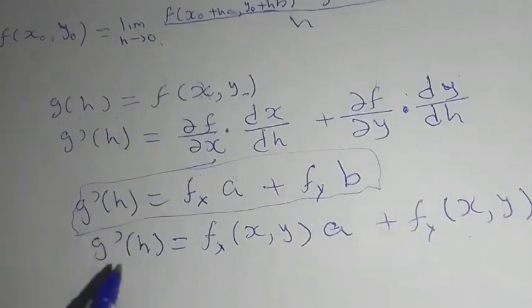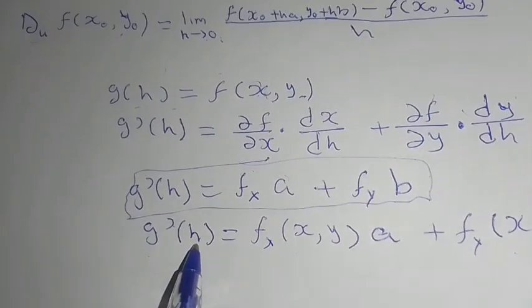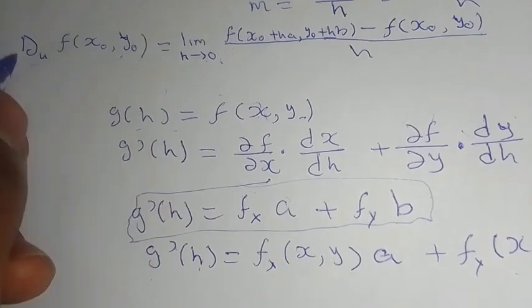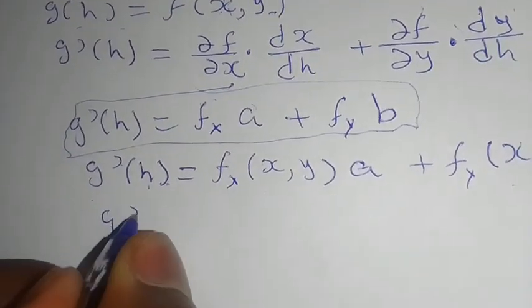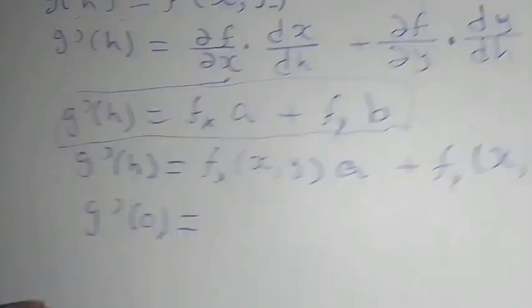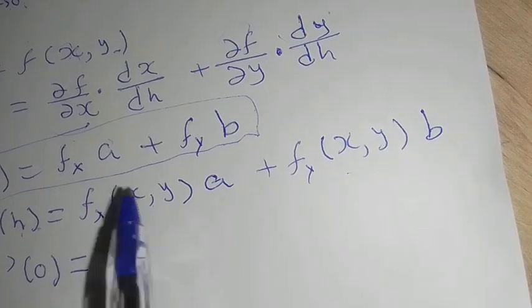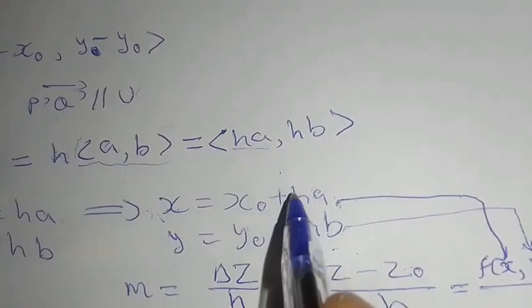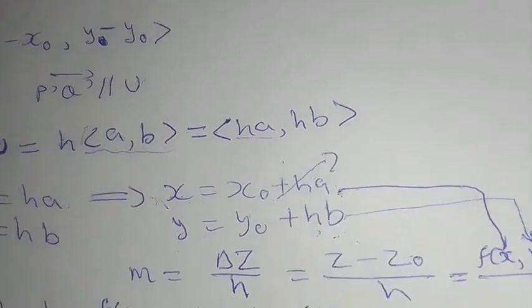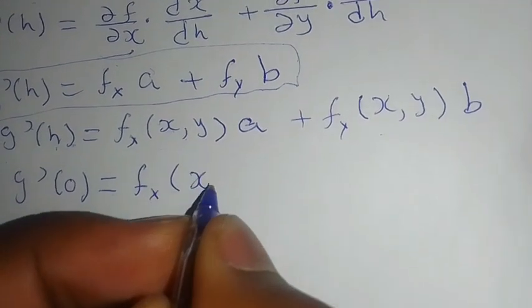So that means that this one can be defined as g prime at 0. The directional derivative of that will be g prime at 0. What's g prime at 0, by the way? If we check g prime at 0 here, that's where h goes to 0. So what happens to x when h goes to 0? Let's go back here. x is this one. If h goes to 0, this term disappears. Then you just have x equals x naught. So you're just going to have the partial of f with respect to x evaluated at x naught.